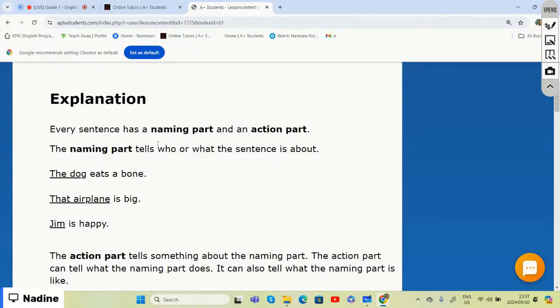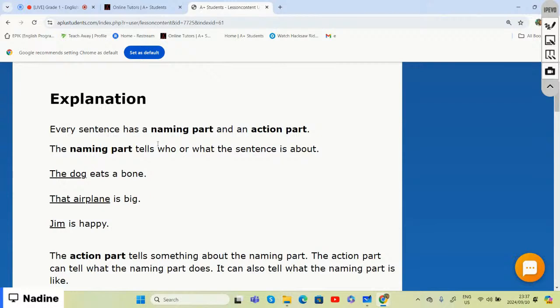And also when it comes to the action part of a sentence, the action part can also tell us what the naming part does, meaning what the person does, what the thing does, or what the animal does. Or it can tell us what the person likes, what the animal likes, or what the thing likes. And that is an action part.